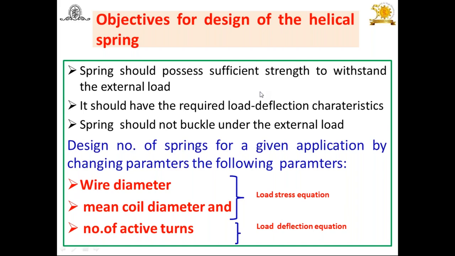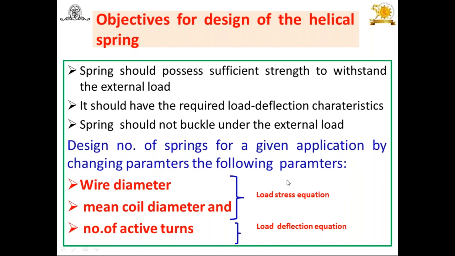Based on that, while designing the spring, what do we have to do? There are three important parameters: wire diameter, mean coil diameter, and number of active turns play an important role. By changing these parameters, we can design a number of springs for different applications. The wire diameter and mean coil diameter we will get by using the load stress equation, and the number of active turns by the load deflection equation. Try to understand the load deflection equations. So these three parameters are important, and in design of spring we have to find them out. In an examination, whatever parameter they ask you to calculate or determine, accordingly you can do it.